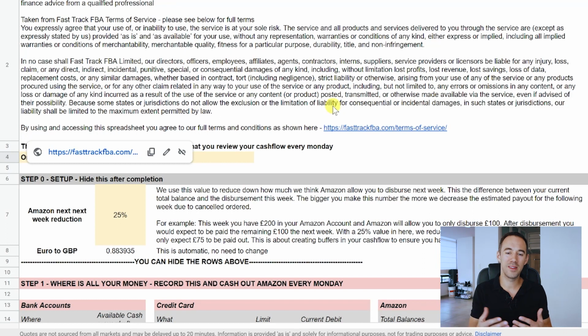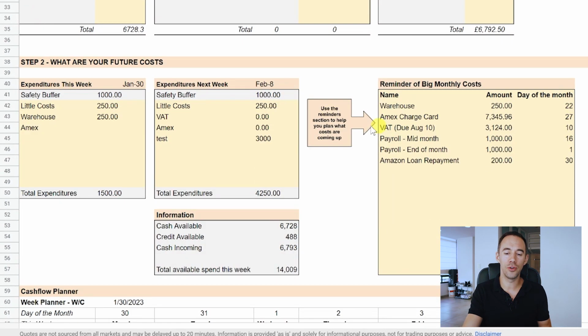So how does this affect you on the cash flow spreadsheet? Well, let me jump onto the sheet now and I'll show you how we would account for this in our Amazon loan payments. When I'm in the Amazon cash flow spreadsheet, I would come down to my actual costs here and I call it Amazon loan repayment. I would put in the amount that I'm actually having to repay, call it 200. Then I would put the date, and generally that's going to be the end of the month, but obviously look at your loan agreement, so when that's coming out of your disbursement.